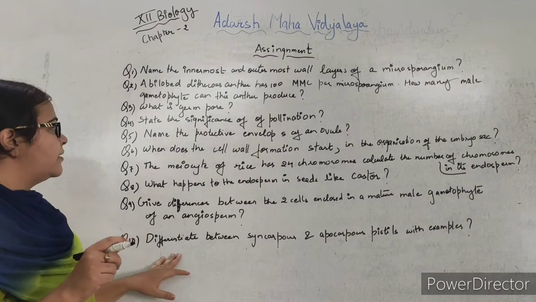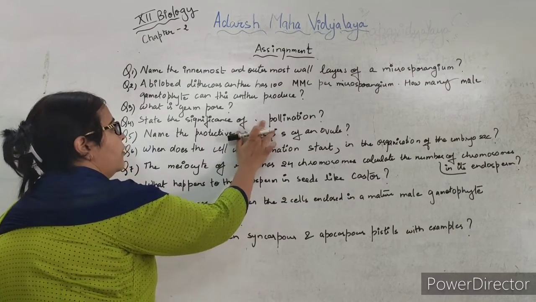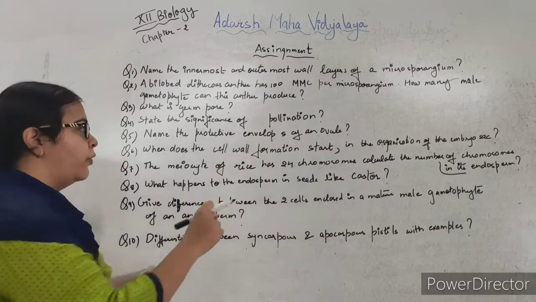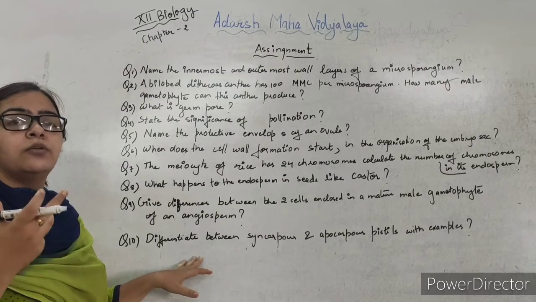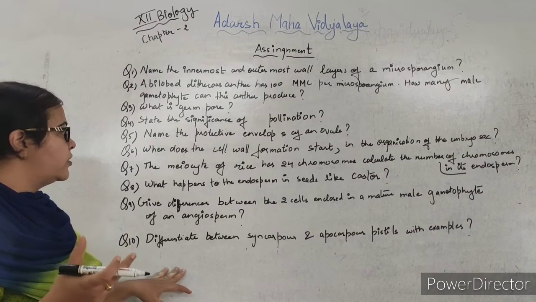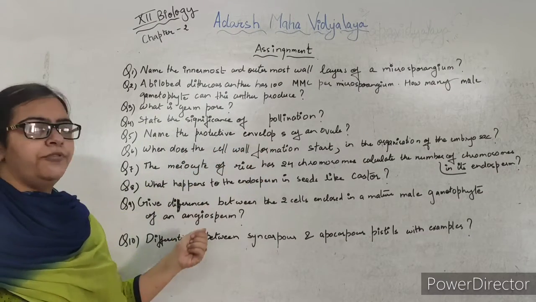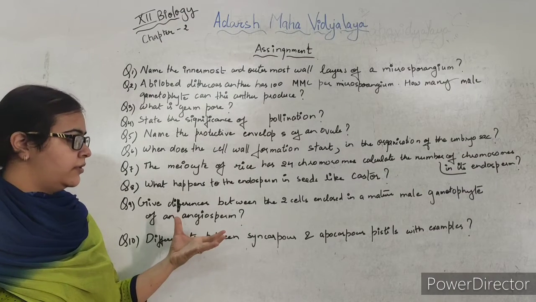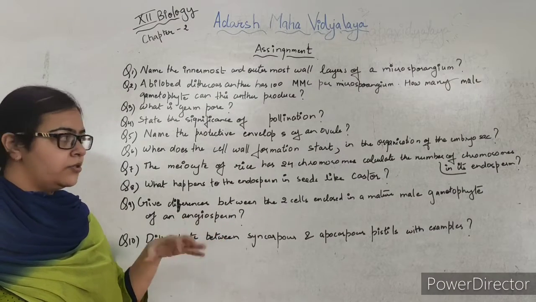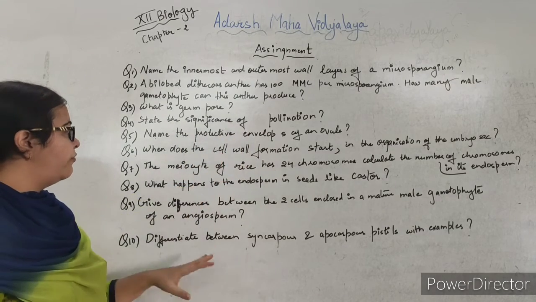Question number 4, state the significance of pollination. So here you have to state the significance of pollination, as to what is the role of pollination in flowering plants, and why this pollination is required. Question number 5, name the protective envelopes of an ovule. We have studied the structure of the ovule, so you have to only name the protective envelopes of an ovule.